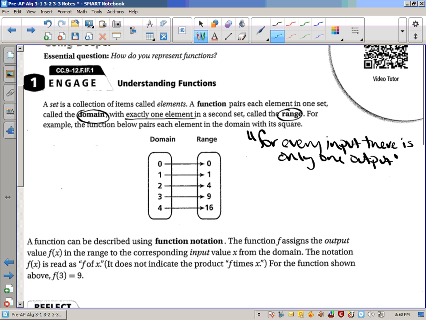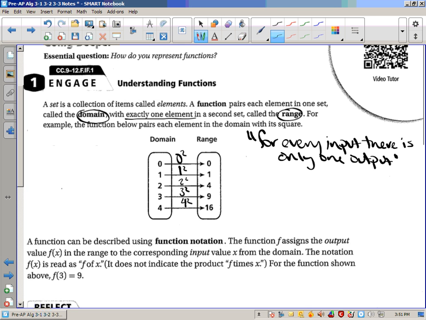Okay? So here they show us a function relating a number with its square. If I take a number and I square it, is there only one possible answer I could get? And the answer to that is yes. If I square 2, the only square of 2 is 4. So each of these numbers in the domain, we square them, and we get our range values.